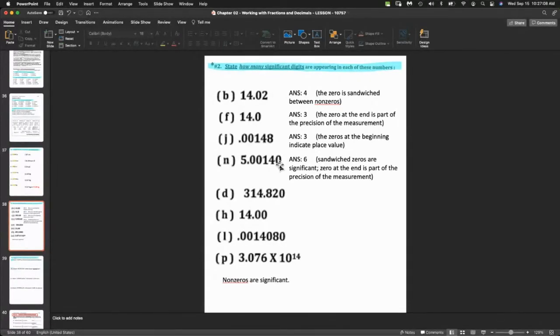Someone measured it to the nearest 5 decimal places. So that 0 there could have been a 3 for all you care. It wouldn't have made a difference. It's just unlucky that it's a 0 because it's confusing, but it's still going to be after the decimal. So any zeros at the end of a decimal are significant. These ones here are not because they're place values. So same thing with D here.